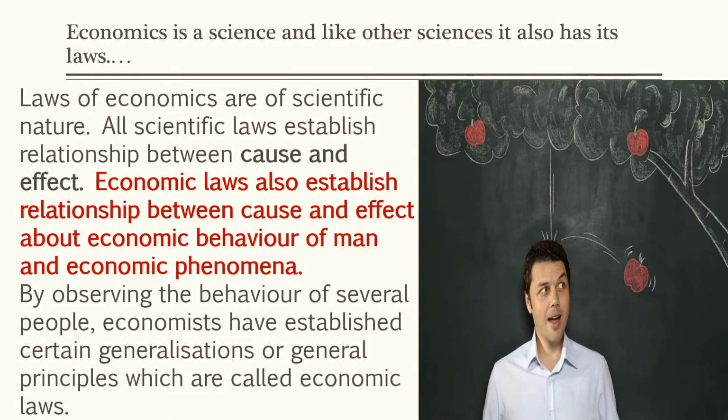So let us begin. Economics is a science, and like other sciences, it also has its laws. Laws of economics are of scientific nature. All scientific laws establish relationships between cause and effect. Economic laws also establish relationship between cause and effect about economic behavior of man and economic phenomena. By observing the behavior of several people, economists have established certain generalizations or general principles which are called economic laws.